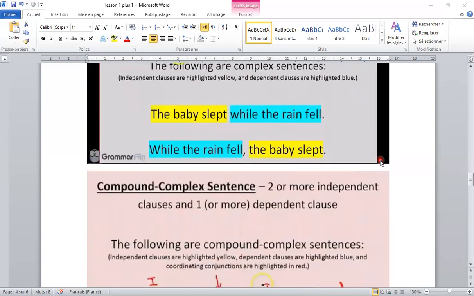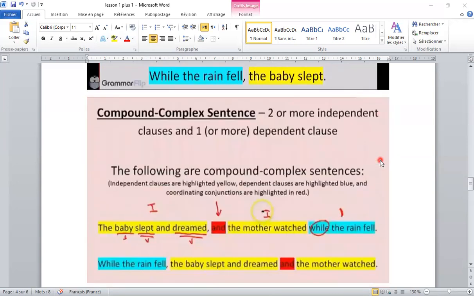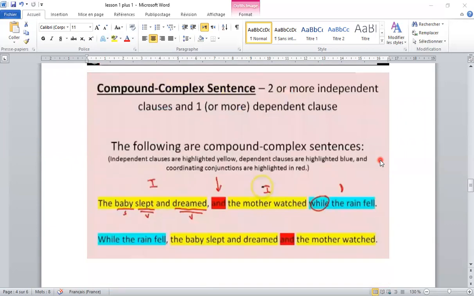Yeah, I got it. Okay, this one is called a compound sentence. For example, the baby slept and dreamed, and the mother watched while the rain fell. Here, you can start from the beginning of the sentence till the full stop, and you can single out the connective. So you will find and is a kind of connective or coordinator, رابط. While is also a connective. So we have two connectives.